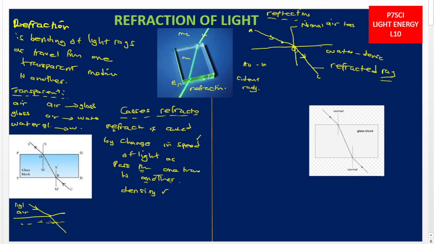Now we are having angles. The angle between the incident ray and the normal, this angle is what we call the angle of incidence. And now here we have this angle R, and this angle is going to be called the angle of refraction. So refraction, not reflection. So I is the angle of incidence, then R becomes the angle of refraction.